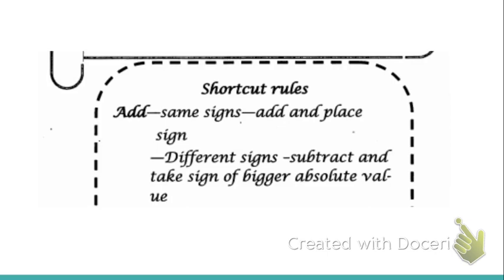Okay? If the signs are different, then you're going to subtract them. Now that's counterintuitive because we don't think about subtracting when we're adding. But if the signs are different, that's exactly what you're going to do. You're going to subtract them, and then you're going to take the sign of the one with the bigger absolute value.